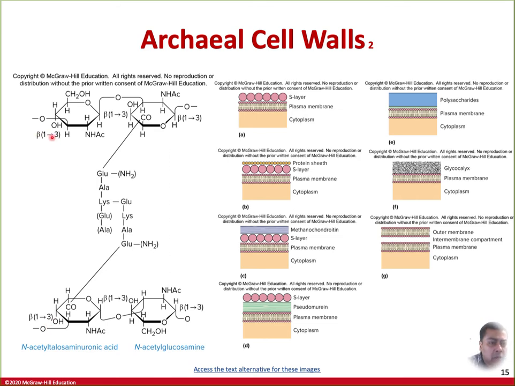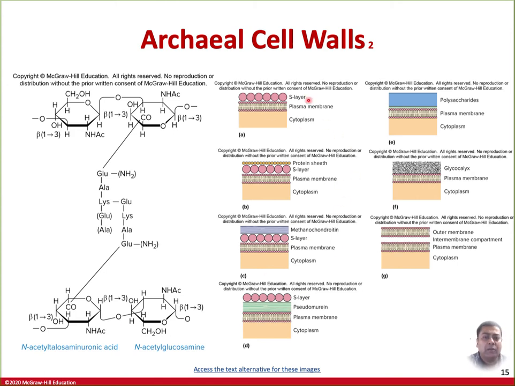And then right here, you can see that it is written as beta 1,3. So the bond in between N-acetyl allosamuronic acid and N-acetylglucosamine is a beta glycosidic bond between 1 and 3. Whereas in the bacteria, this will be a beta glycosidic 1,4 bond. So the first carbon is attached to the fourth one. Here, the first carbon is attached to the third one. So the most important part is beta 1,3 instead of beta 1,4.